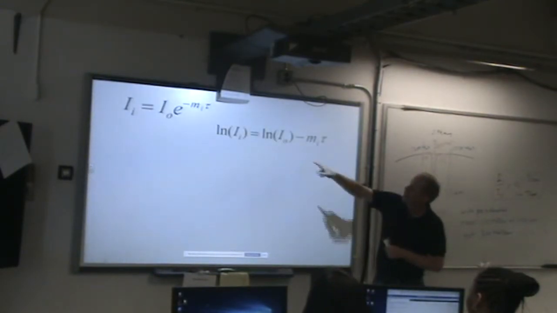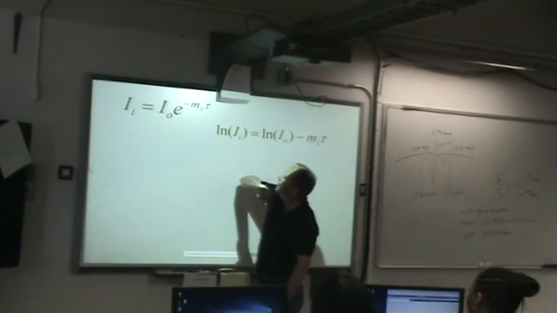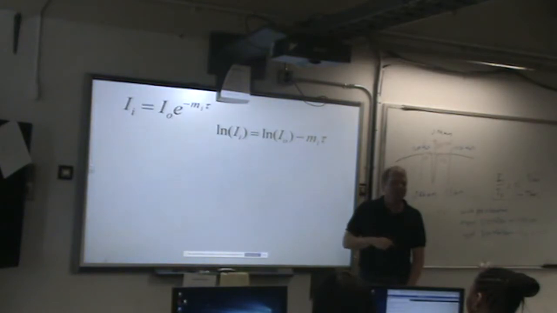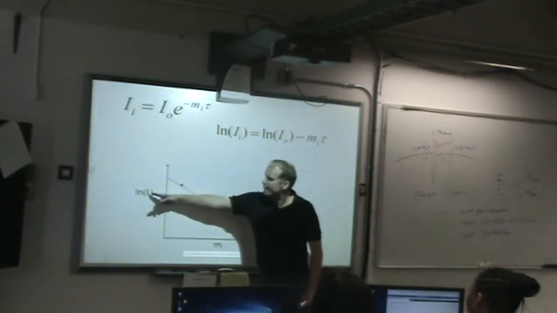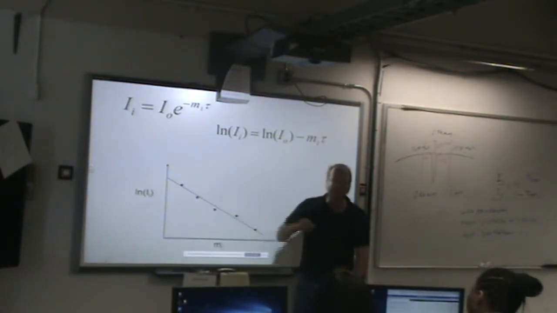So we take our Beer's law. We have rewritten it with 1 over cosine theta as m. You can take the logarithm of both sides. We've been measuring intensity at the surface at all of these different optical masses. You get a straight line.